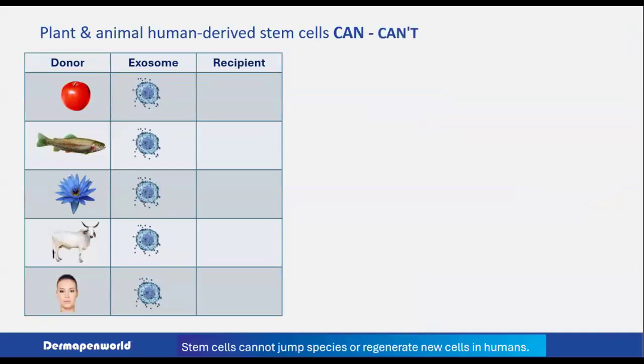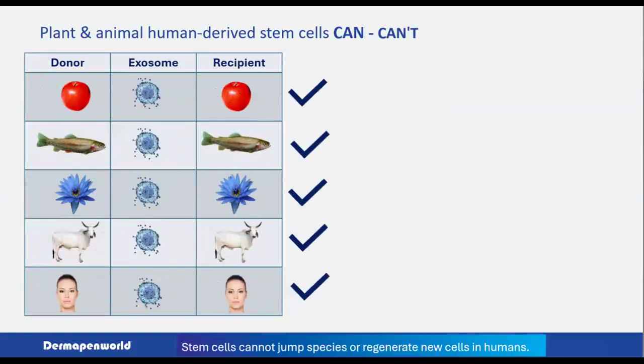If we use the exosomes from those variable things in the front there, the apple, the fish, the flower, the cow, and the human, and we add those exosomes to the same elements, fabulous. Absolutely 100% it's going to work. Beautiful. Of course it's going to. It accepts, it understands, it's made of it.